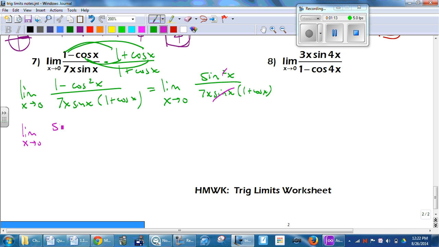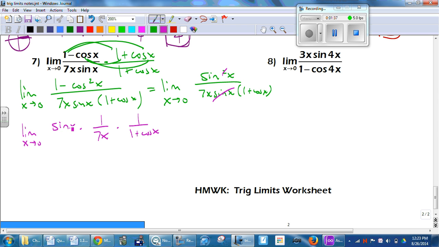So we're going to have a sine of x on the top times 1 over 7x times 1 over 1 plus cosine of x. The 1 plus cosine of x is okay. Remember, cosine of 0 is 1, so this is going to come out to be 1/2. The 1 minus cosine of x, that was no good because 1 minus 1 gives us 0. That's why we multiply by its conjugate.